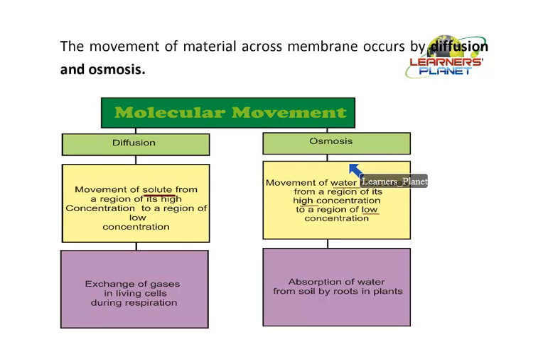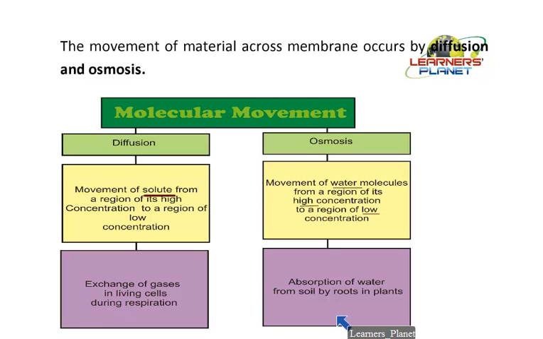Conversely, in the case of osmosis, the movement of water molecules will need a semi-permeable membrane in between. In between what? In between the two regions of different concentration. One side it is high, the other side it is low. So these molecules will permeate, they will move across this semi-permeable membrane and go towards the low concentration region. The example is generally observed in the absorption of water from the soil by roots in plants.